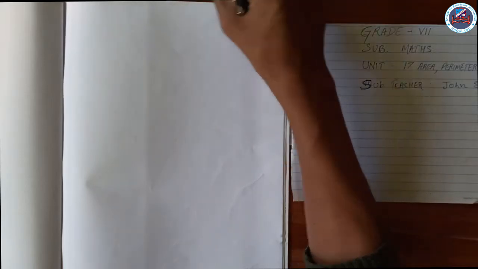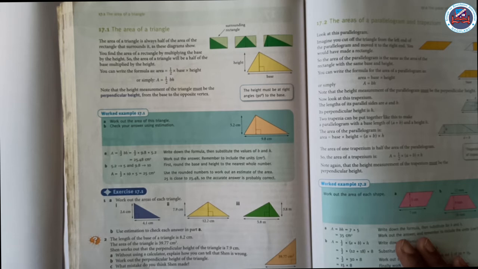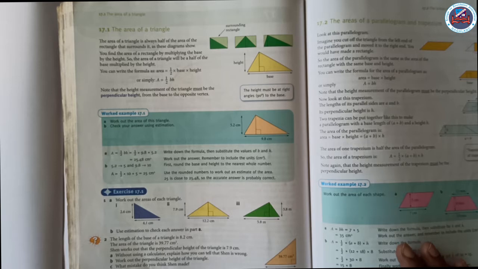Welcome back. So I'm going to teach you today unit 17, that is area, perimeter and volume. Many formulas I have given you in the PPTs, you have to go through that, and many questions I have solved in the PPTs as well. So the question which I left, I'm going to do here.